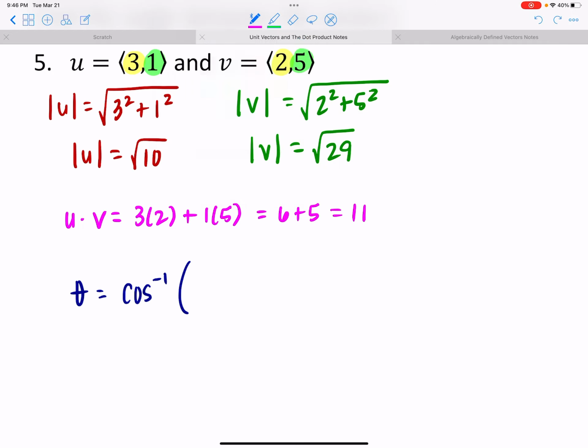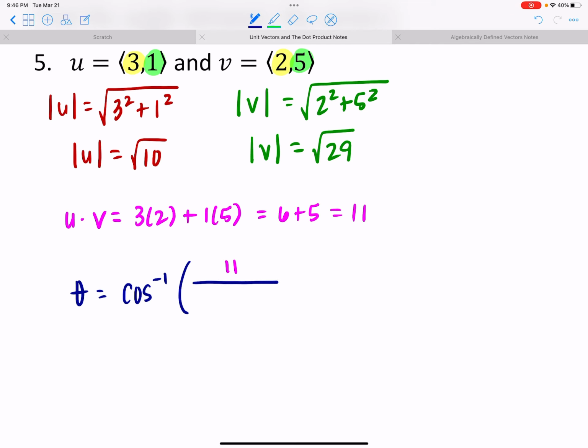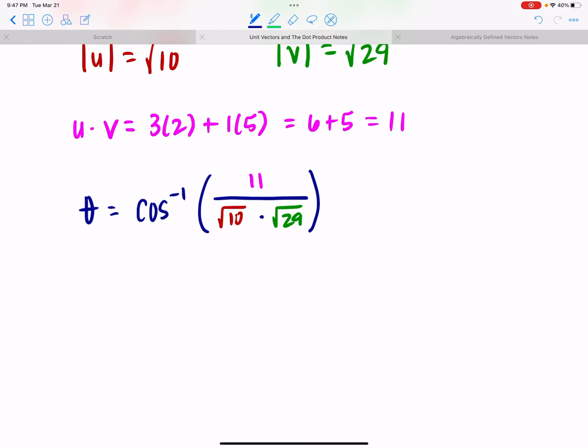So in my numerator, 11. In my denominator, my product of my magnitudes were radical 10, and then that's going to get multiplied by the other magnitude, which is a radical 29. And then, if I wanted the exact form, which I don't even know why that would be helpful, but this is something we're going to want to approximate anyway.